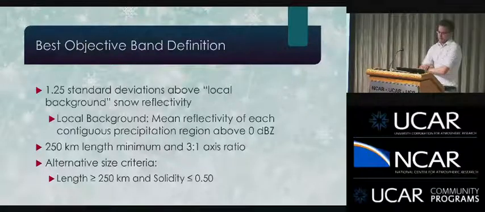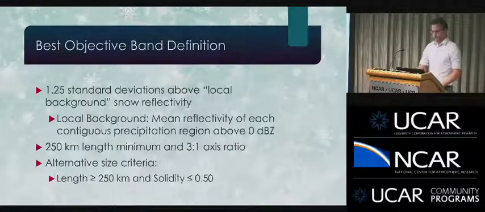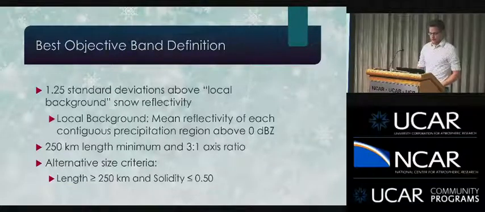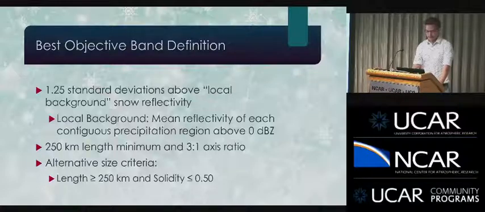But the best band definition we found was 1.25 standard deviations above the local background snow reflectivity, where we define the local background as the mean reflectivity of each contiguous precipitation region above 0 dBz. And then the best size criteria was a 250 kilometer length minimum and a 3-to-1 axis ratio, or a 1-to-3 aspect ratio, however you want to say it. And then we also have an alternative size criteria to catch those curved bands. So still a length minimum of 250 kilometers, but instead of having the aspect ratio criteria, we require a solidity of less than or equal to 0.5.